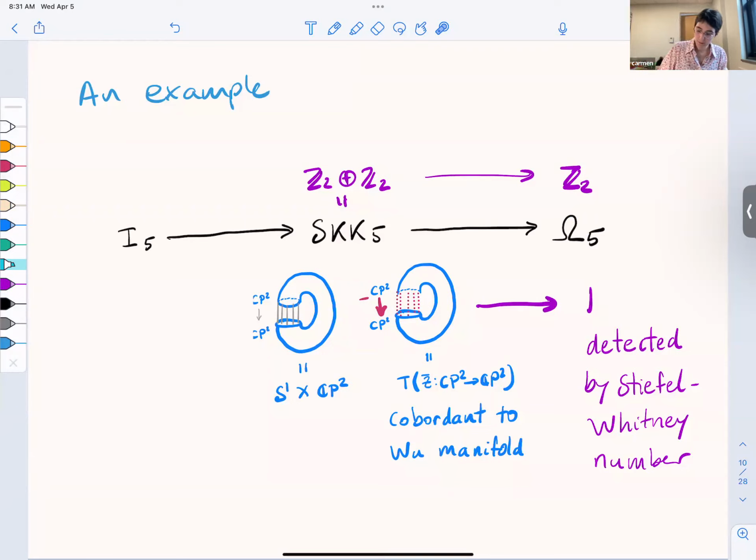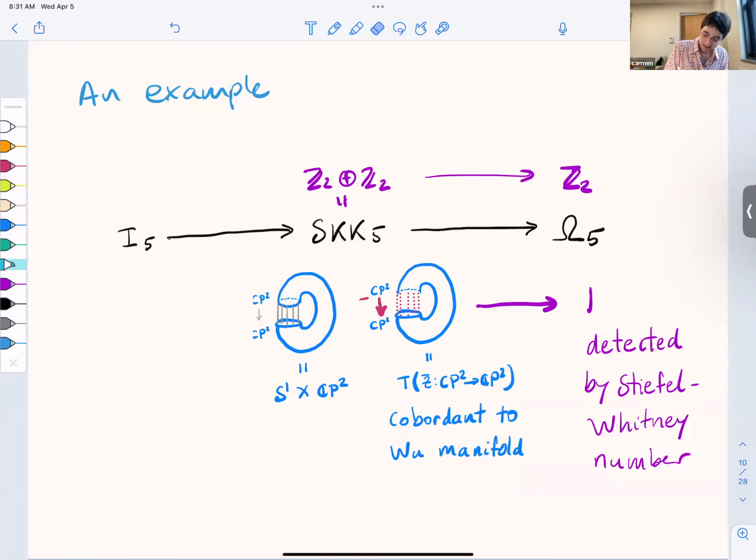Okay, so that's one copy of C2. Now, where does the other copy of C2 come from? Well, if I actually looked at this manifold on this side, so the S1 cross CP2, and I try to find, well, what is that in cobordism? If I try to push it over here, I'm going to get 0, because this is actually something that bounds.